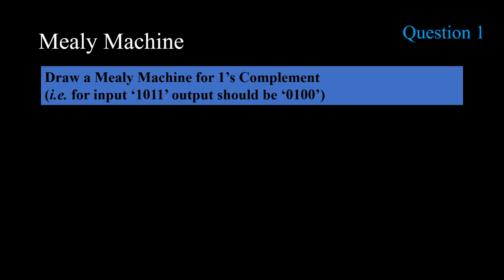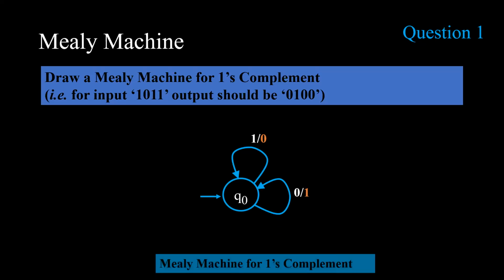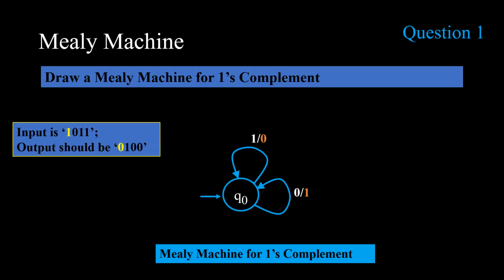Now say for example, we want to draw a Mealy machine for 1's complement. 1's complement means that every 1 will be 0 and every 0 will be 1. So this is a simple Mealy machine for 1's complement. Corresponding to every input which is 1, the output will be 0, and corresponding to every 0 input, the output will be 1. Now we will see step by step. Say I have an input 1, 0, 1, 1. What should be the output? It should be 0, 1, 0, 0, because we are considering a machine for 1's complement.